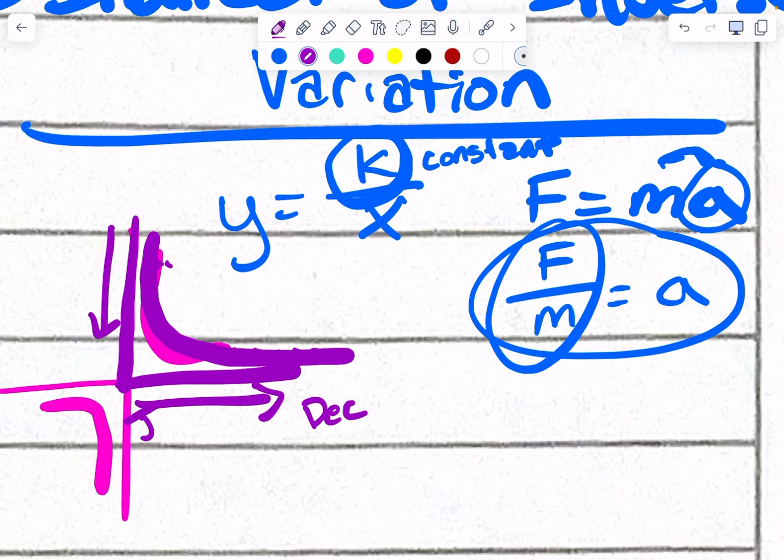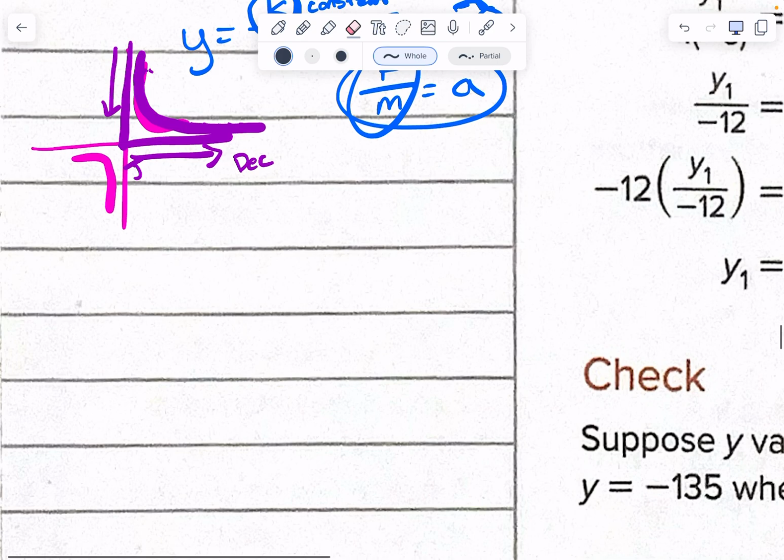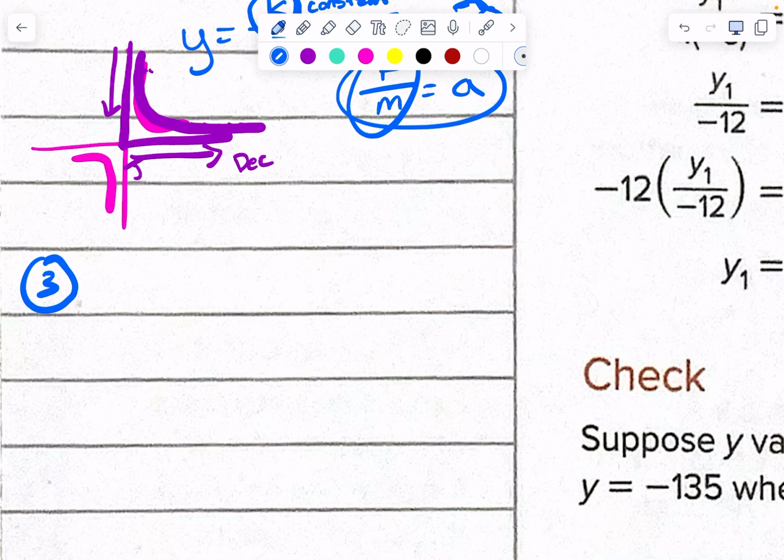Something like that. As one variable increases, the other one decreases. That's indirect or inverse variation. Y equals k over x. Okay, the third type. So that one's not. Number 3 is not linear. It's like the boomerang function, okay? Number 3, we don't usually graph number 3, but it is called joint variation, okay?